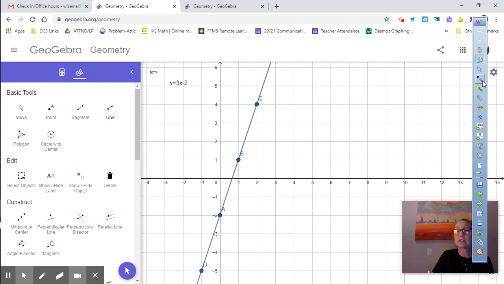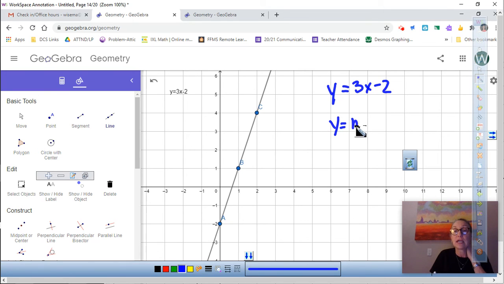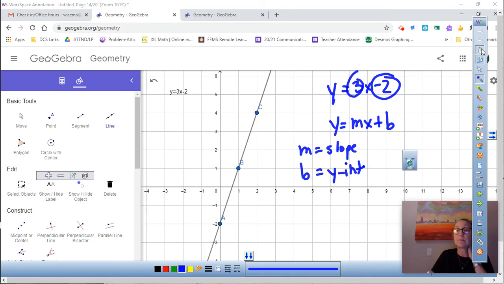So we call this the slope-intercept form of a line. So y equals 3x minus 2 is slope-intercept form, and we write it like this: y equals mx plus b, where m is the slope and b is the y-intercept. Y'all, it is super duper simple.